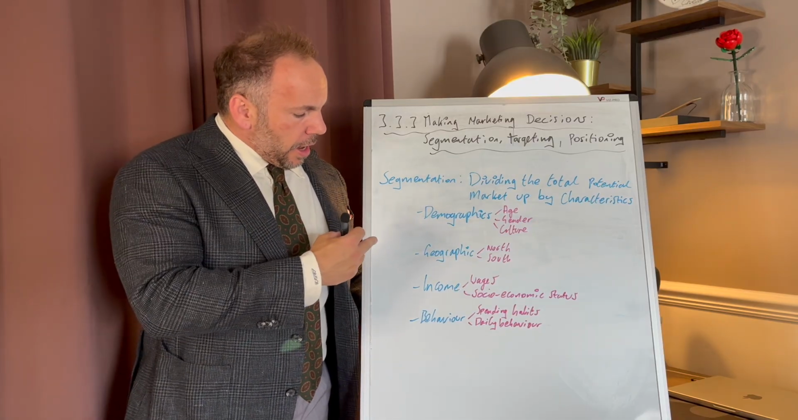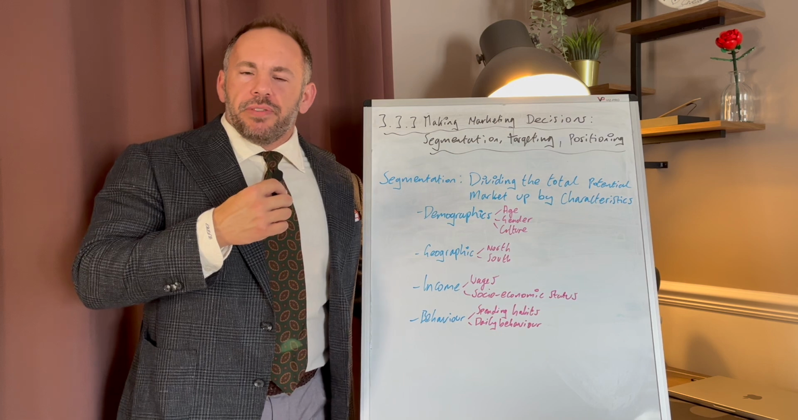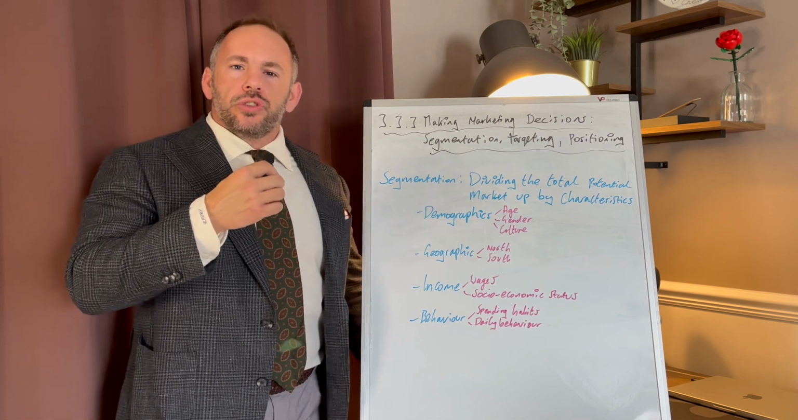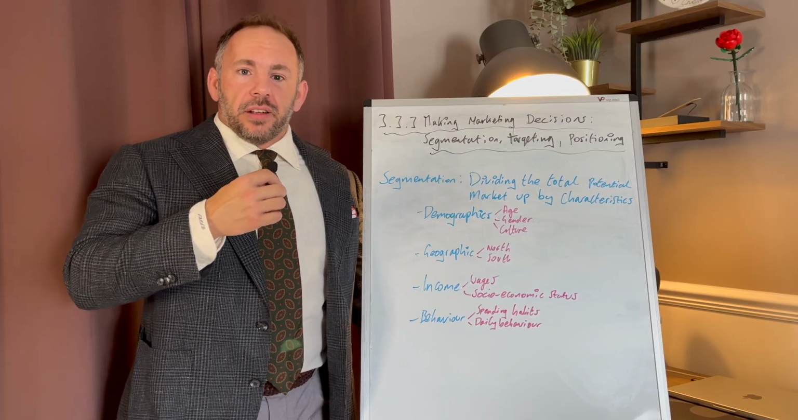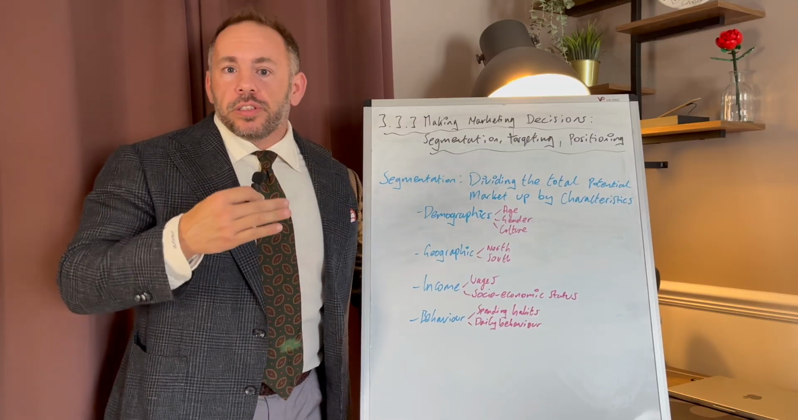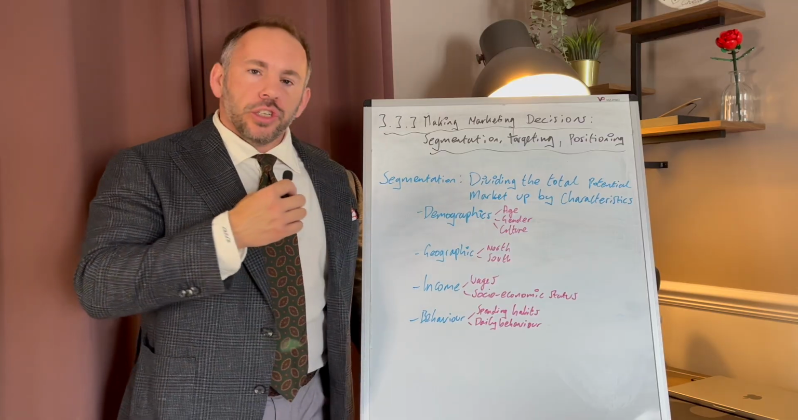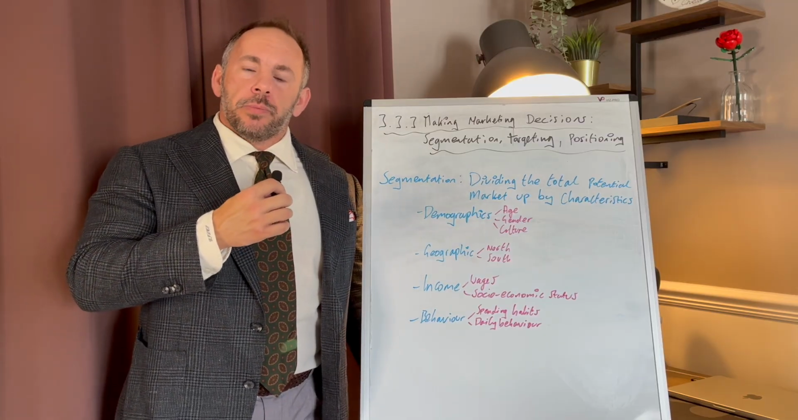We've also got here income. Now, income is pretty obvious, but you could do it in two different ways. You could just do it by pure wages or pure salaries. So you're going to segment your market out in terms of who earns 30 grand, 40 grand, and so forth. Or you might actually do it by what we call socio-economic status.